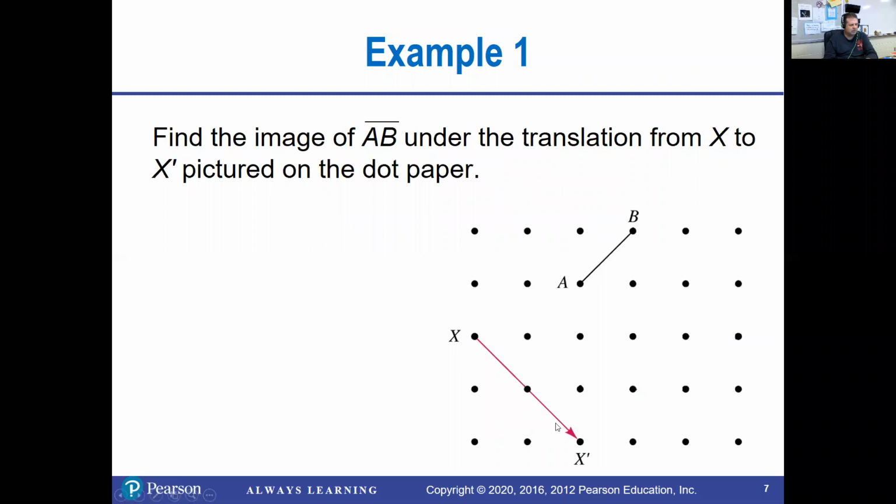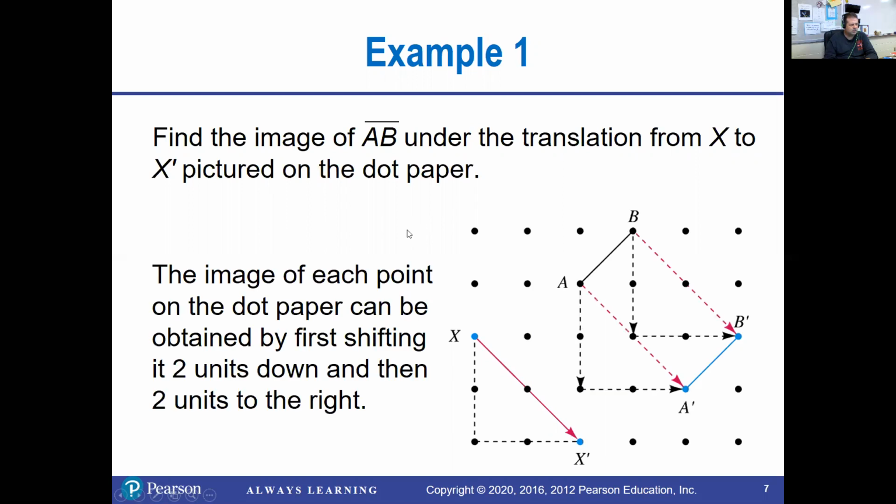Notice they give us the vector in red. We want to move the segment AB this far. In other words, it's 2 diagonals. So you take A and B and slide them 2 diagonals. Or you can go down 2, over 2, down 2, over 2. Now notice I have A prime, B prime. The image of each point on the dot paper can be obtained by shifting 2 units down and 2 units to the right.